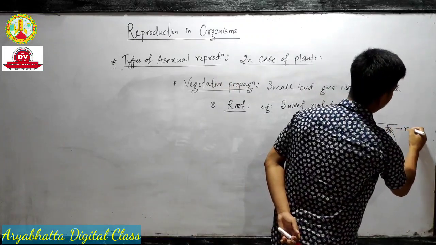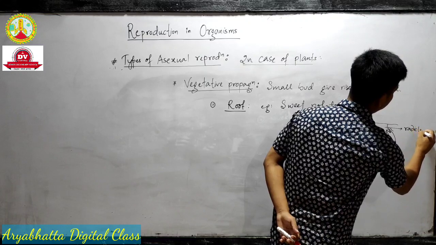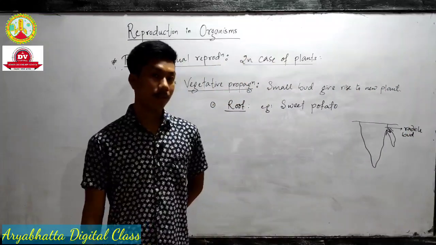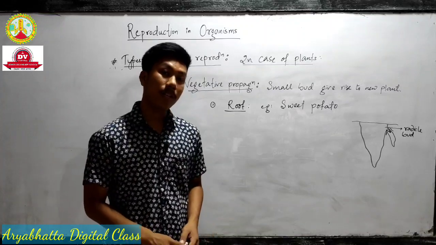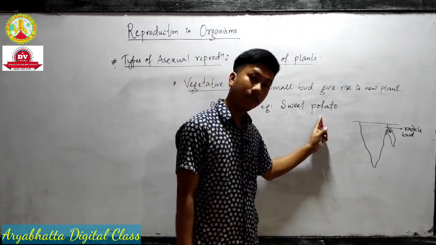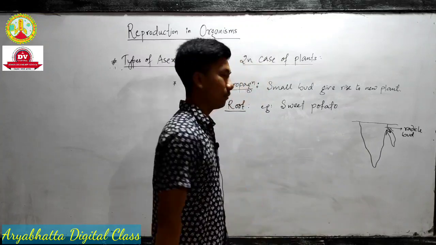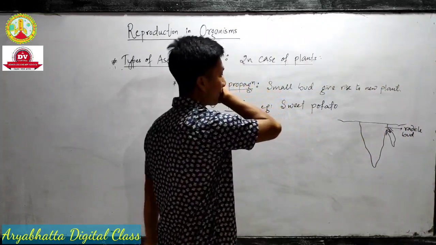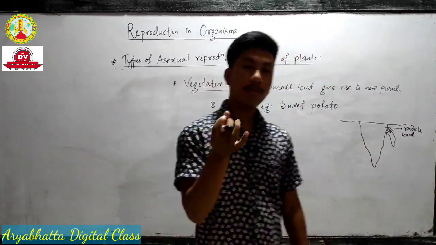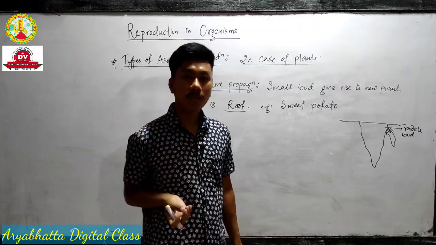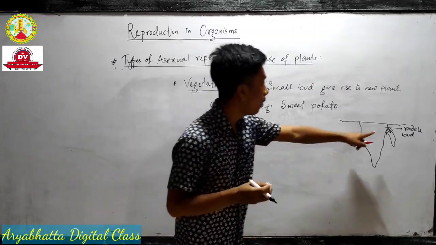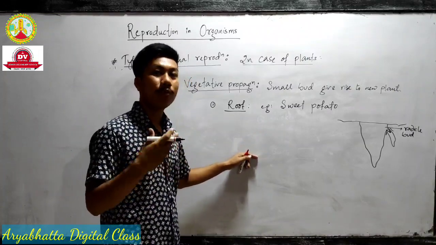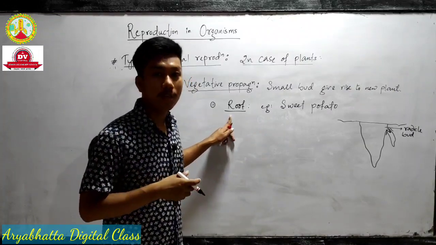The term given to that bud is known as radicle bud, R-A-D-I-C-L-E, radicle bud. We can see this in the case of sweet potato. In sweet potato, from the root region, a small bud develops and gives rise to a new individual, and that bud is known as radicle bud. So this is one type of asexual reproduction that we find in the root region.